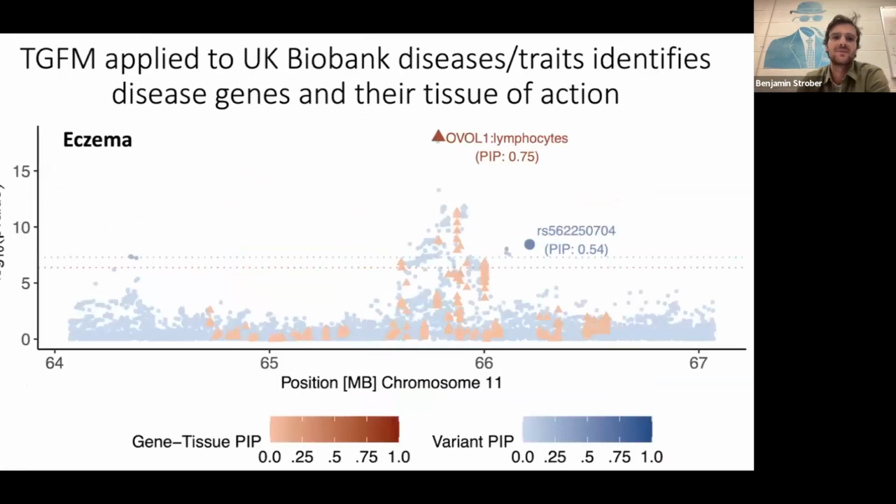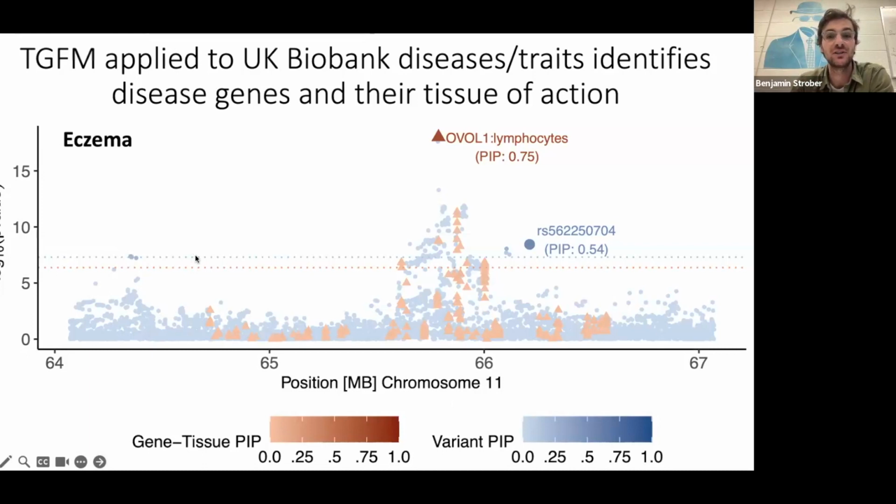And here we just show a neat example of a specific locus that TGFM fine maps. This is for the trait eczema on a specific locus on chromosome 11. And what we're showing is the marginal GWAS and TWAS negative log 10 p-values on the y-axis of each genetic element, where the blue circles are variants and the red triangles are gene tissue pairs, where gene tissue pairs are centered based on their gene's TSS. And these dashed lines here, the red is the TWAS genome-wide significant threshold, and the blue is the GWAS genome-wide significant threshold.